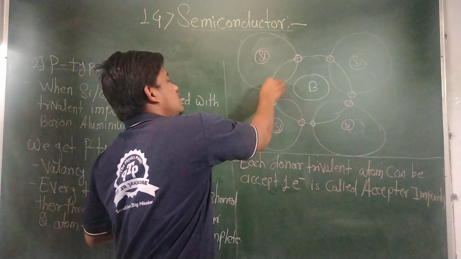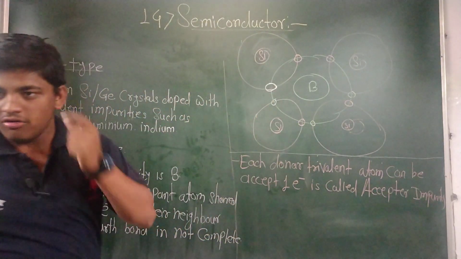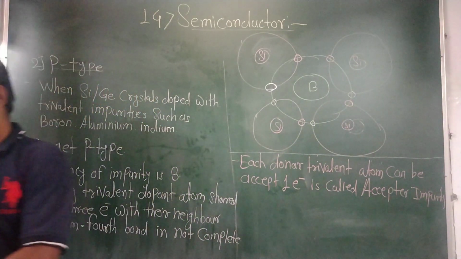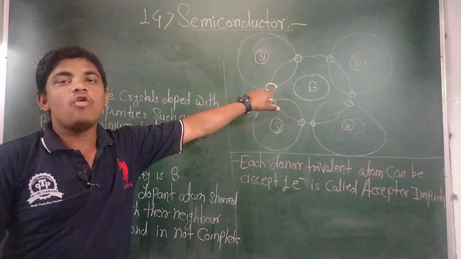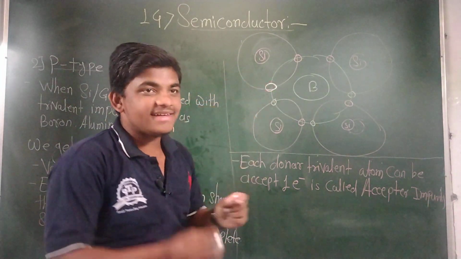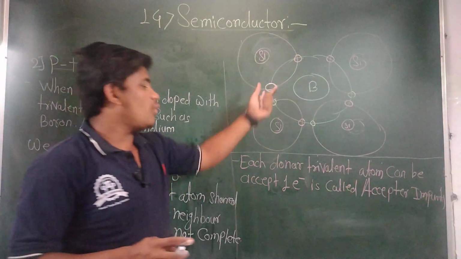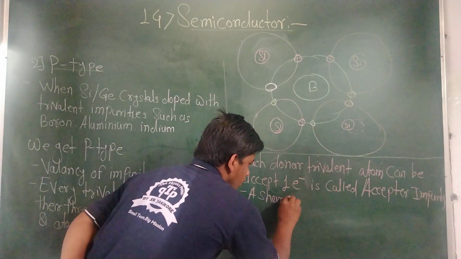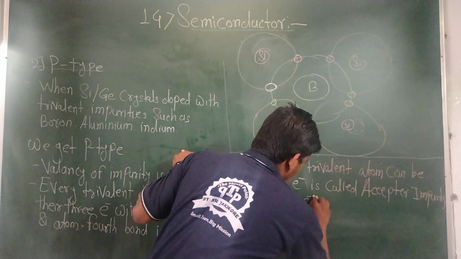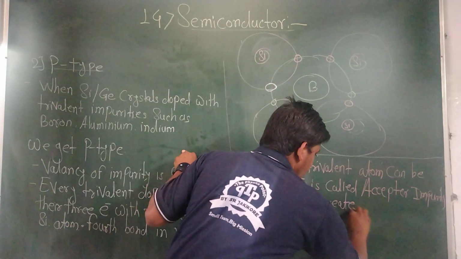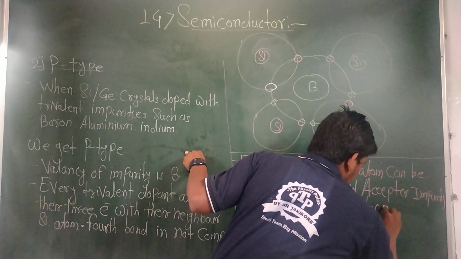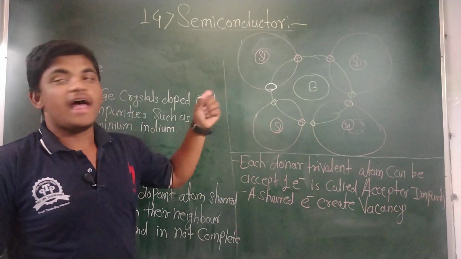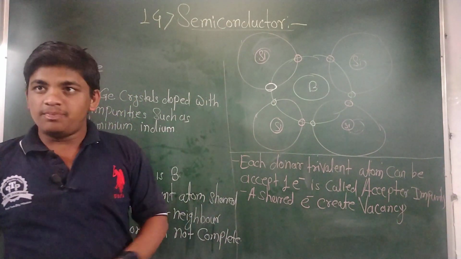And I will draw this in a different color. Why draw in a different color? I will explain next. A shared electron creates holes. This shared electron creates a vacancy, that is, an unavailability or absence of an electron in its place.